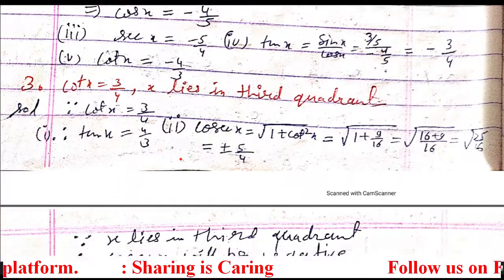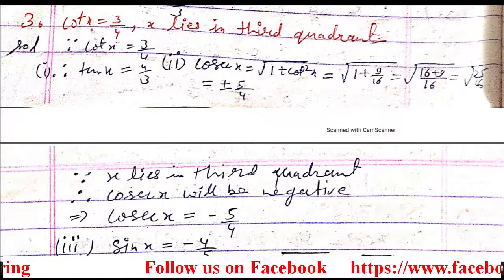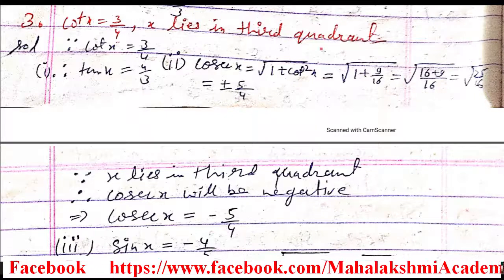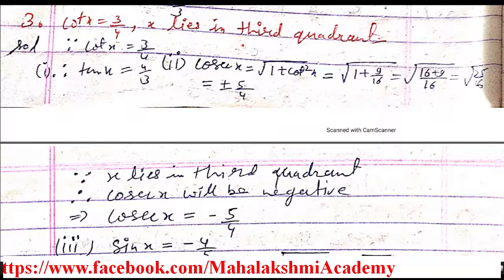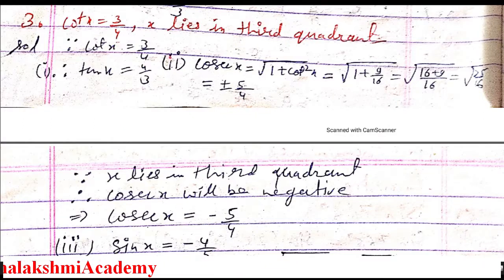Now question number 3. In question number 3, student, cot x is equal to 3 upon 4 is given to us and x lies in the third quadrant, and in the third quadrant only cot and tan are positive. So here cot x is 3 upon 4, so the reciprocal of cot x is tan x, that is 4 upon 3.